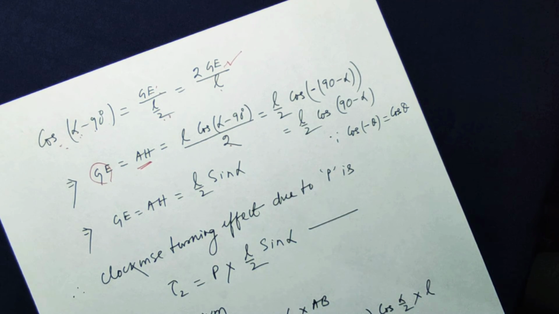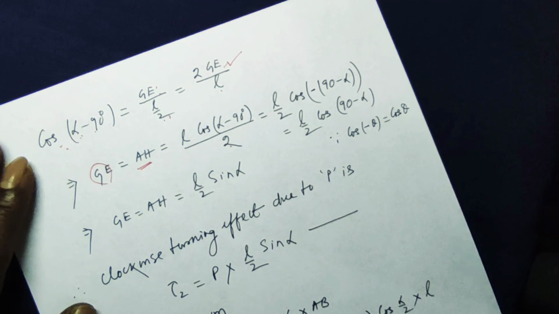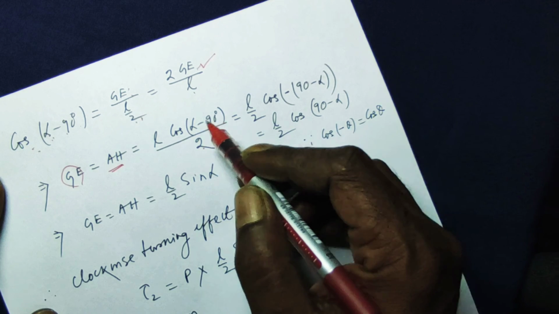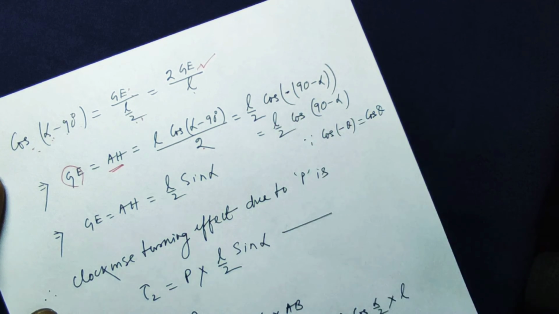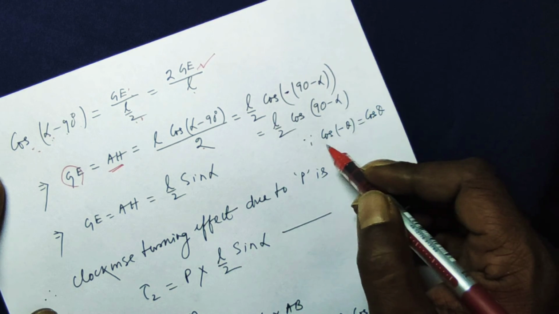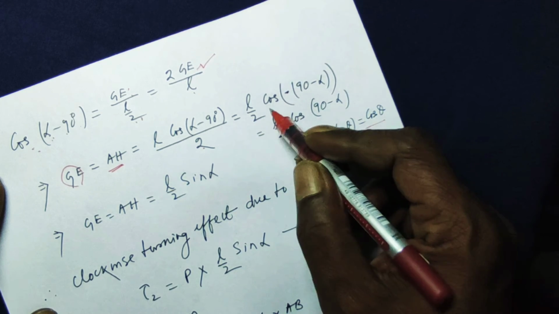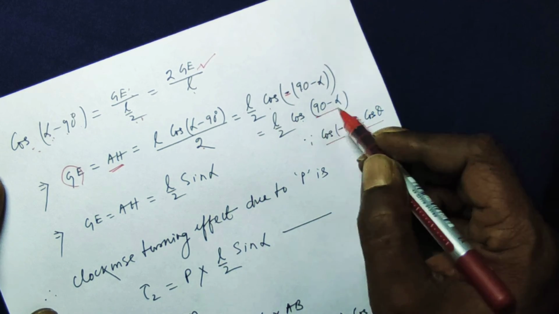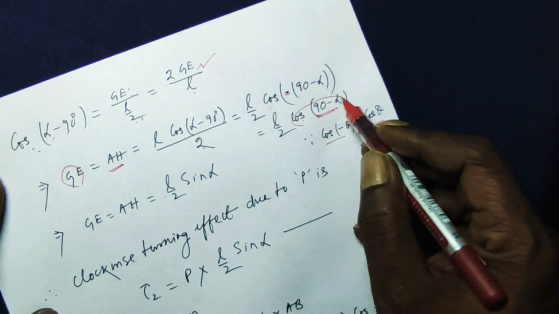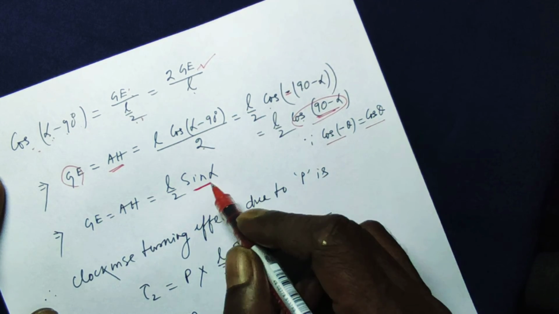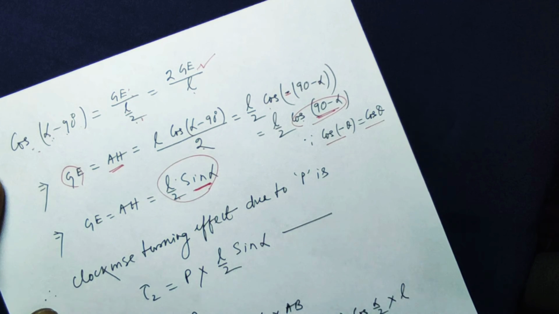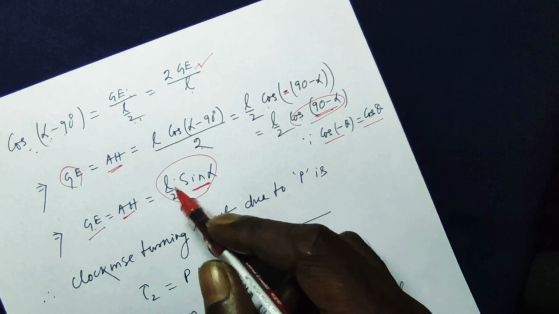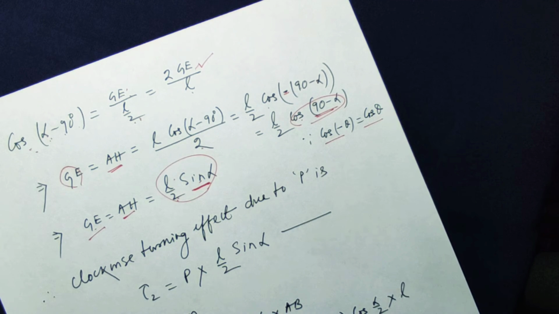Now here is something interesting. To make it 90 minus alpha, I take minus common. And we know cos of minus theta is cos theta. So cos of minus 90 minus alpha will be same thing as cos 90 minus alpha. And cos 90 minus alpha is same thing as sin alpha. So L by 2 sin alpha. So this GE or AH is equal to L by 2 sin alpha.